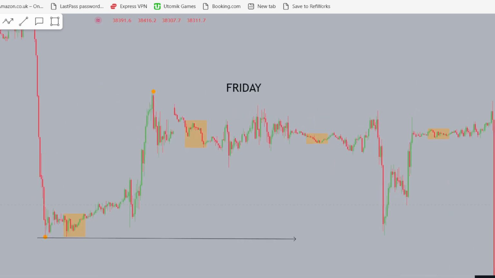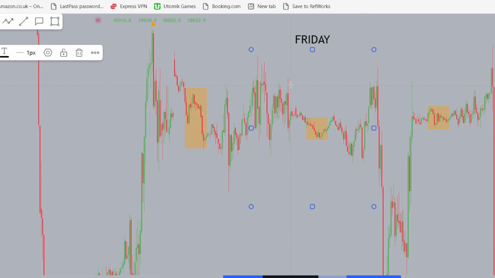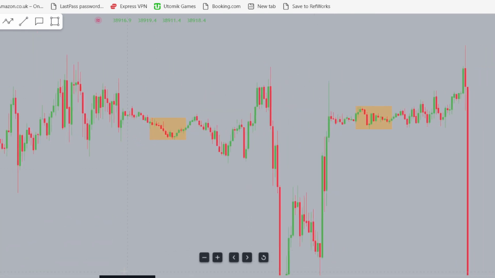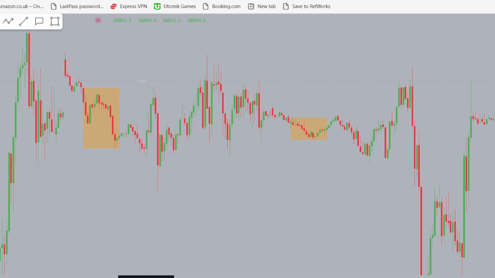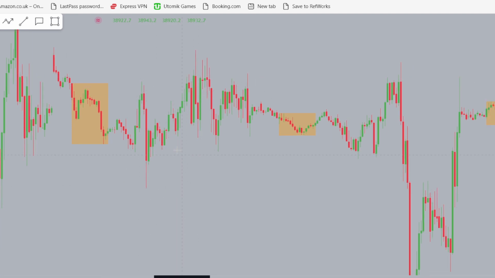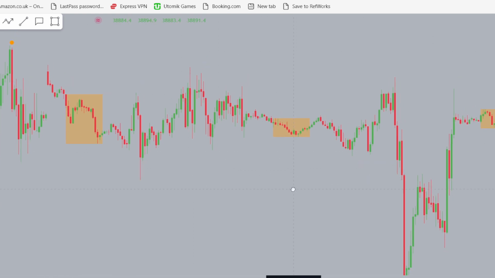When we see price wicking up and down the way it has done, we haven't really seen a very clear structural break. We've seen wicks, and we've seen this wick not even get broken. So we didn't have any clear direction on Friday. That can be fine for a Friday.